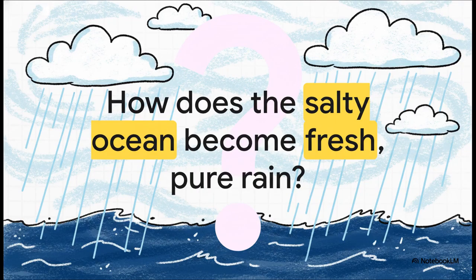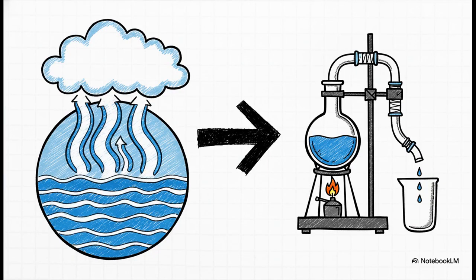Think about it. Our planet is covered in salty oceans. So how on earth does that salty water turn into the fresh, pure rain that falls from the sky? It seems kind of like magic, but it's pure science. Well, the answer is that our planet is basically one giant purification system.